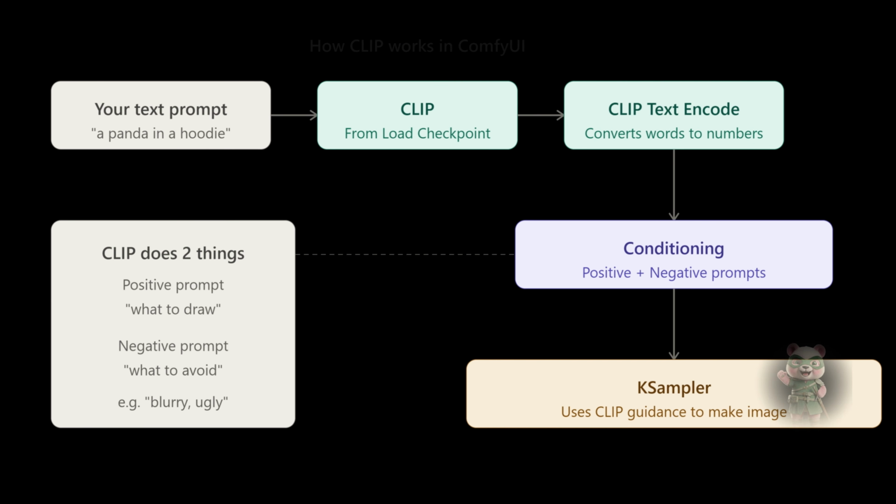The KSampler uses that conditioning as a guide while it generates your image, constantly checking, am I going in the right direction based on what clip told me. A simple analogy for your video, clip is like giving directions to the artist. The better and clearer your directions, the better the final image.